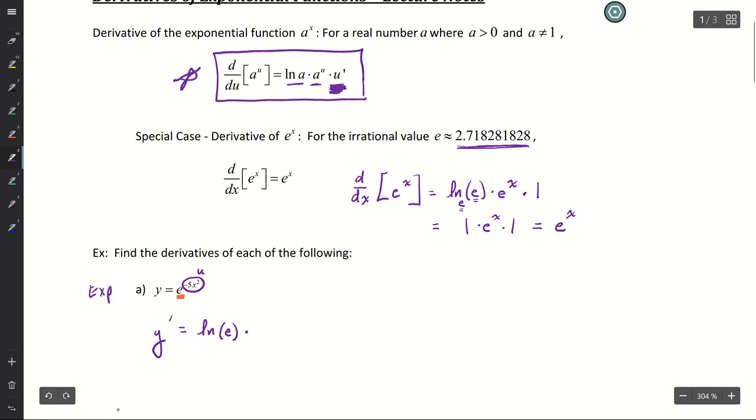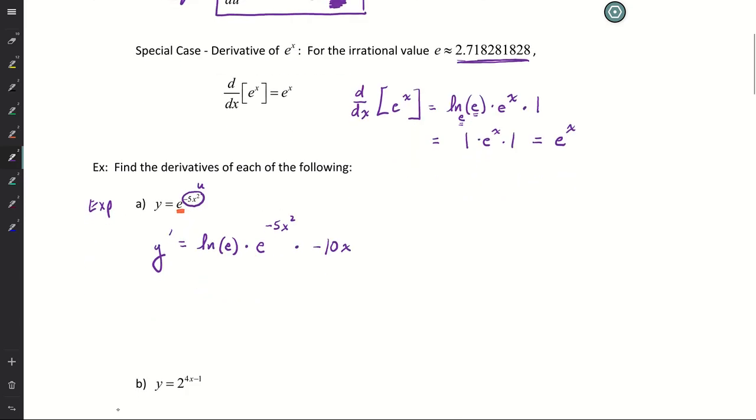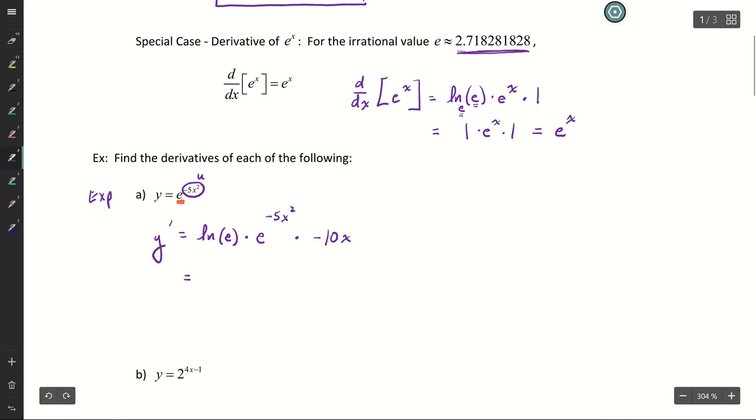Then we're going to multiply by the exact exponential function that they gave me to start with. So it'll be e to the negative 5x squared. Then finally, you're going to multiply by the derivative of whatever the power was. The power here is negative 5x squared, so the derivative of that power would end up being negative 10x, using the power rule there, and then that's your derivative. From here, we want to simplify. We've learned from looking at the derivative up here of e to the x, natural log of e, anytime you see that, that's just equal to 1.